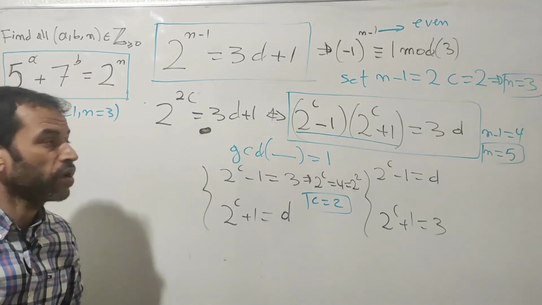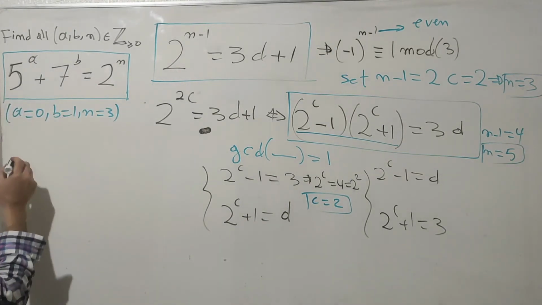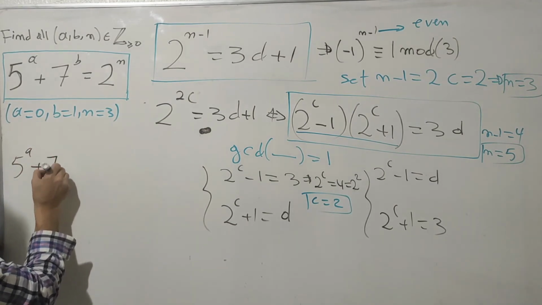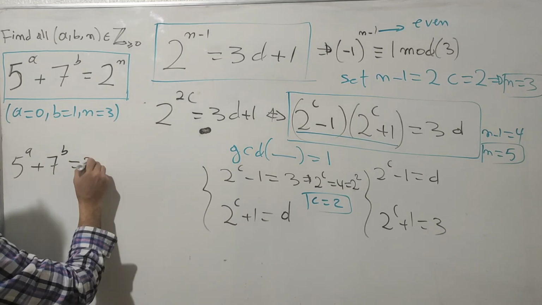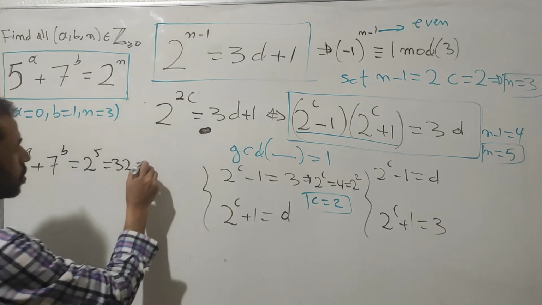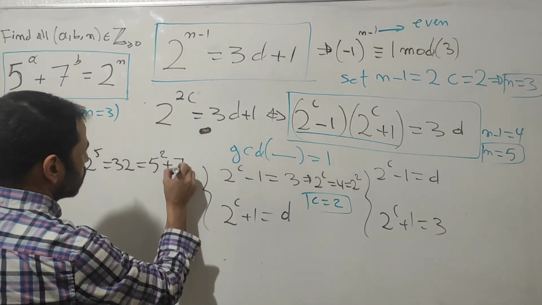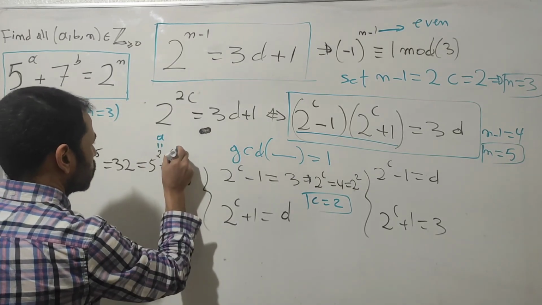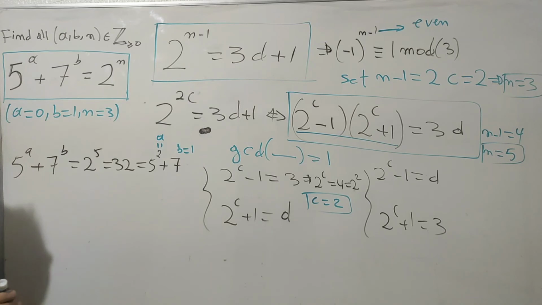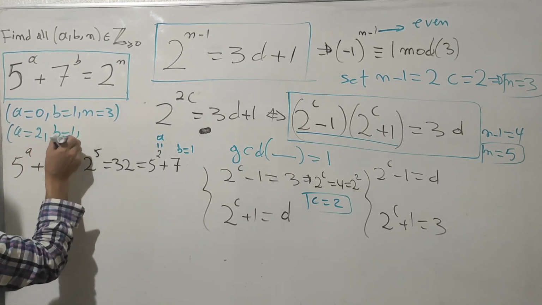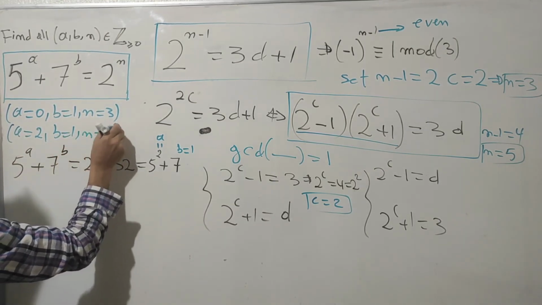Now we found the value of N equals 5. Let's take that value of N and insert it back into the original equation to see what the next expression is. I got 5 to the A plus 7 to the B, which equals 2 to the 5th, which equals 32. 32 is the same as 5 squared plus 7. So 5 squared is clearly going to take A. This one is clearly going to take B. So here is the second solution. We get A equals 2 and B equals 1 with N equals 5.